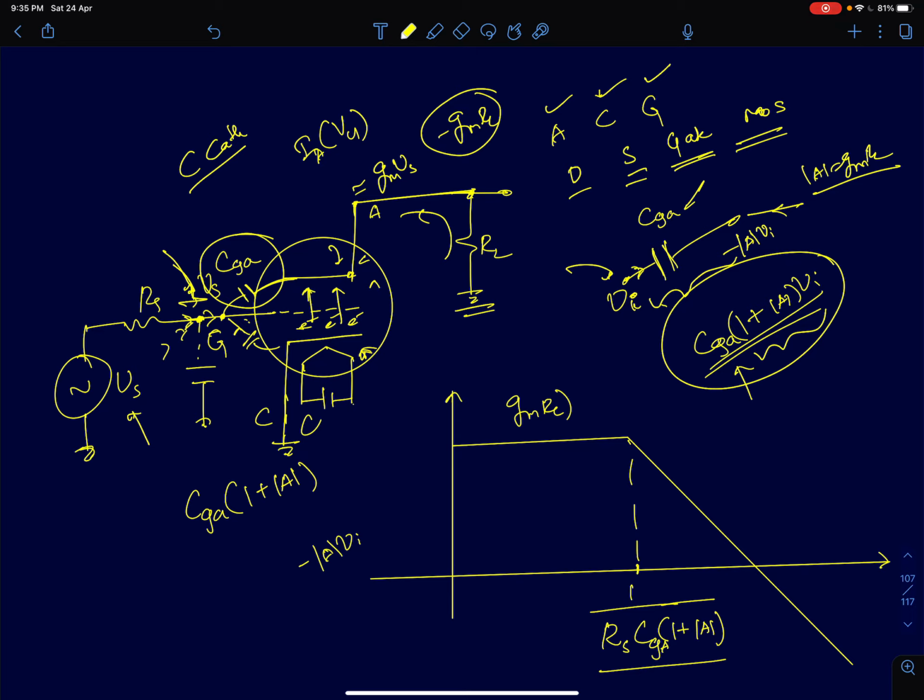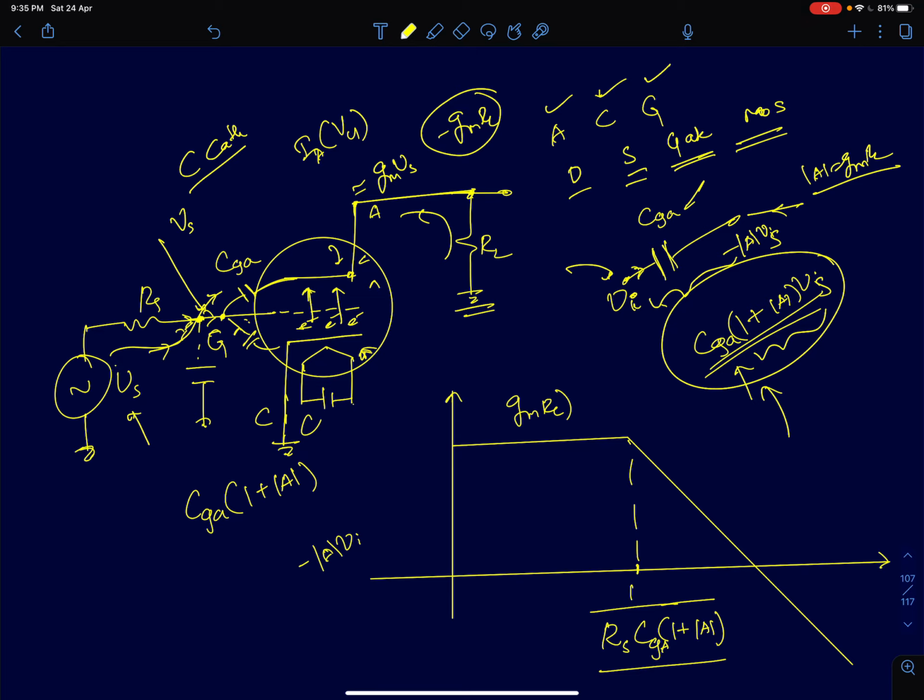Now the input voltage to which this grid node is going to be charged, let me call that Vs, eventually in the steady state it will be charged to Vs. But the input voltage source, because that's the only path by which you can deliver charge to the capacitance, will be delivering a charge of this value, which is CGA into 1 plus mod A times Vs.